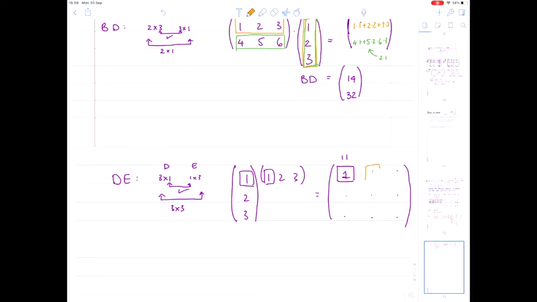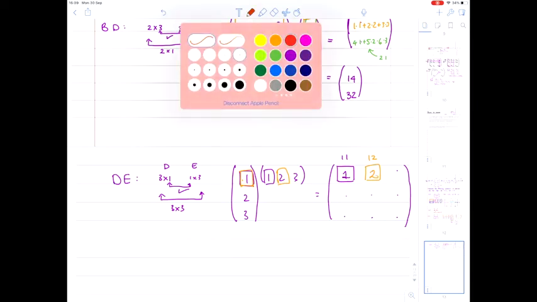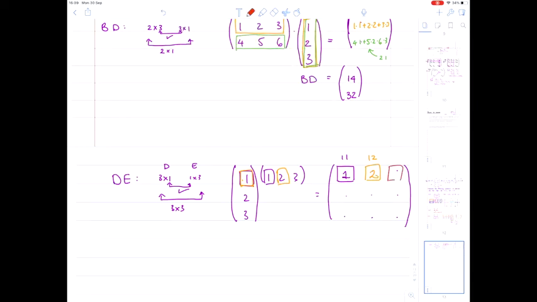If we think about this entry over here, this is the 1, 2, so it says multiply first row by second column. And you can start to see what's happening here. This entry over here is the 1, 3 entry, multiply first row by third column. And we can start to fill in the rest of the items.